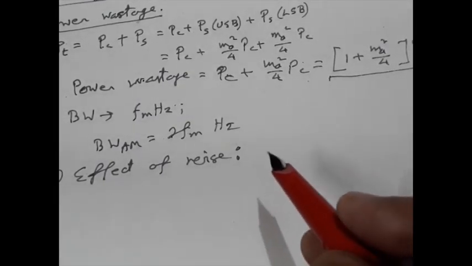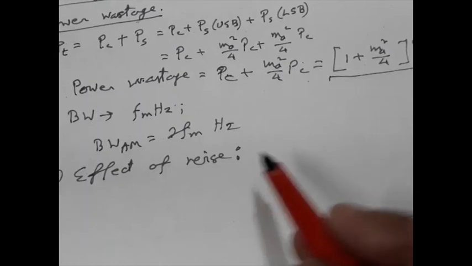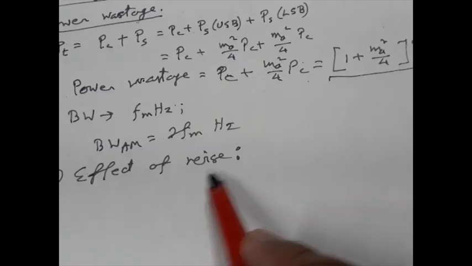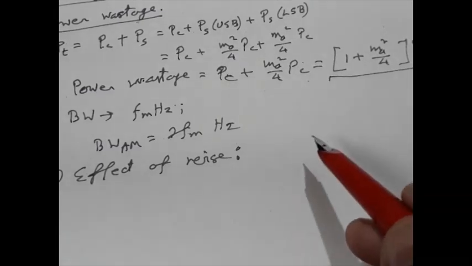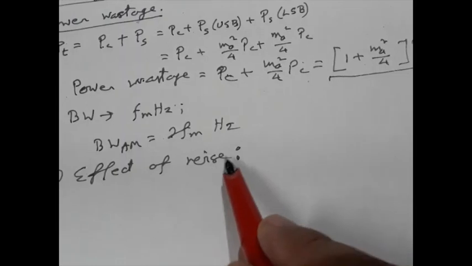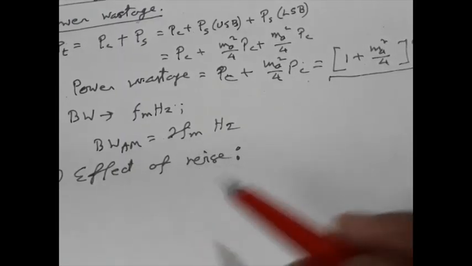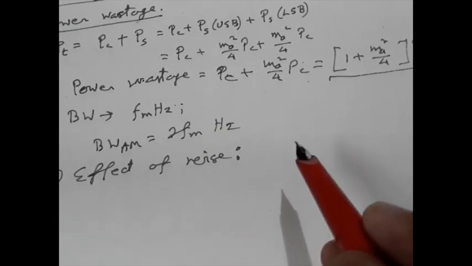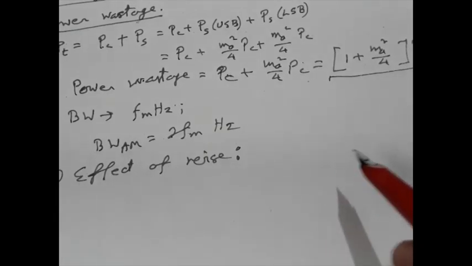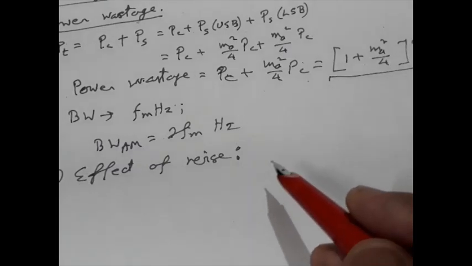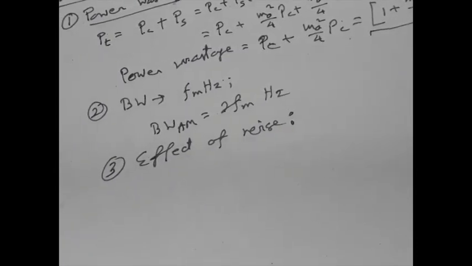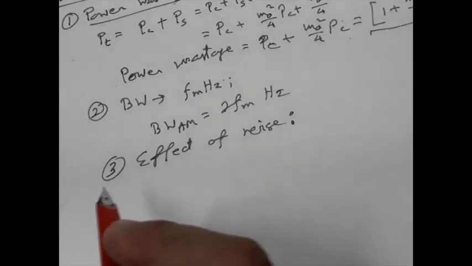Unlike FM, in frequency modulation, the effect of noise is very, very small. We will see later on. But for AM, since amplitude modulation relies only on the amplitude and noise affects more on amplitude, the effect of noise is much, much higher in AM compared to FM or other kinds of modulation like phase modulation. So these are a few disadvantages of AM.